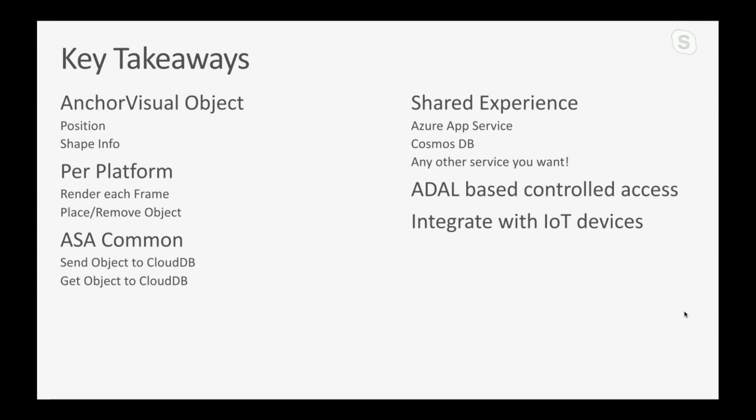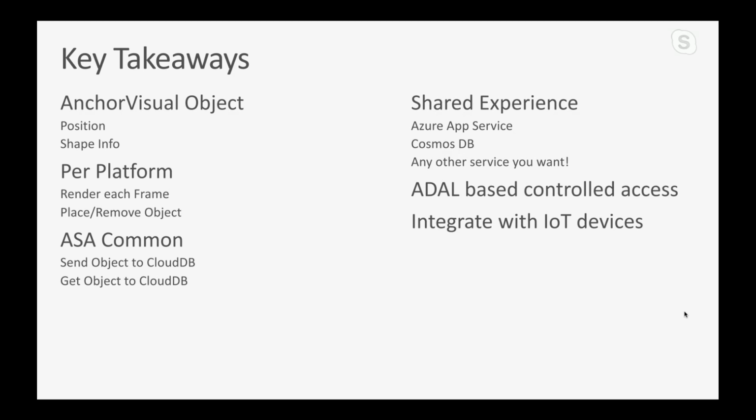So just a quick recap of what I think is important to remember if you are working in this space. Anchor visual object, you see this term turn up in the documents, is basically that object, like the box in this example. It contains information of the position and the shape that you need. On each platform, because of this mobile app, you tap into its native views and you render it frame by frame. And that is also your canvas on which you place and remove the object.